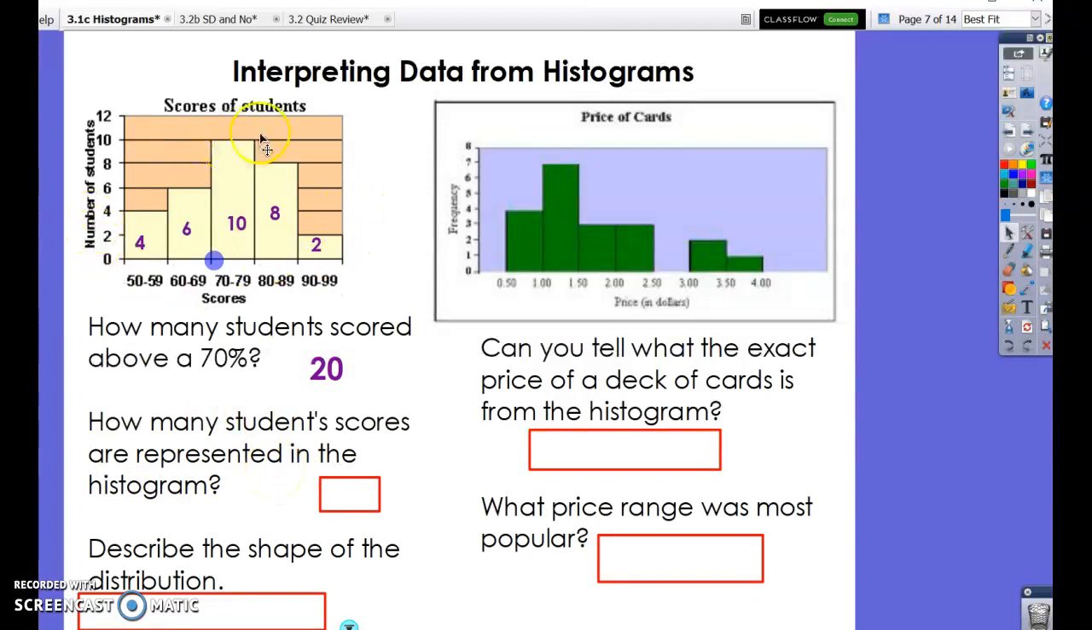How many student scores are represented in the histogram? Well, that's just talking about the total. When we add all of those up, we're going to get 30 total students. Describing the shape of this distribution, well, I think it kind of follows that normal curve, so I'm going to call it normal or symmetric.